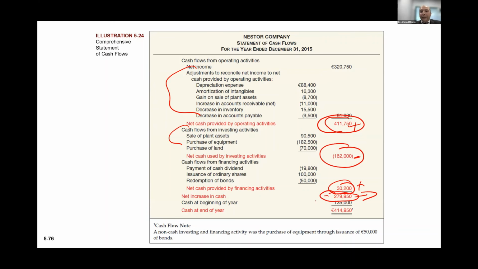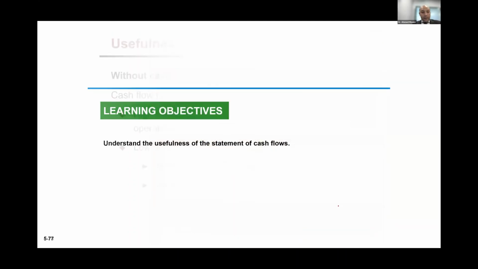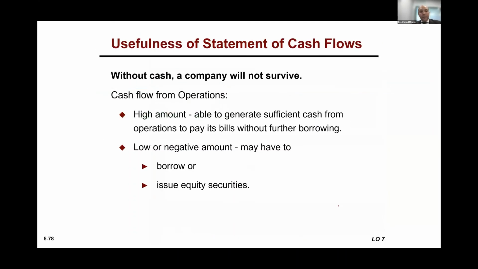You calculate that, you add this to the balance that you have at the beginning of the year, then it will show you how much cash you have at the end. As you can see here, I have generated net income of 320, but what is left from this income as cash? 279. So it shows you where your cash goes and ends. Why is it useful? Because it gives you a snapshot of whether the company can survive or not. And this is the end of the slides.